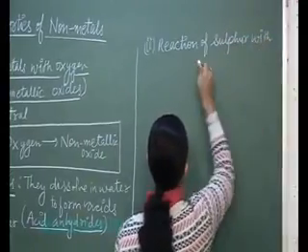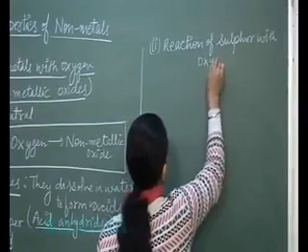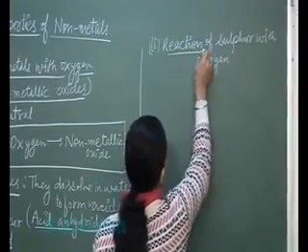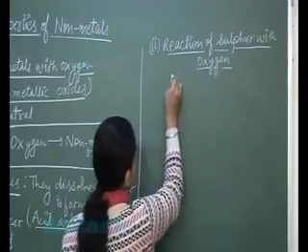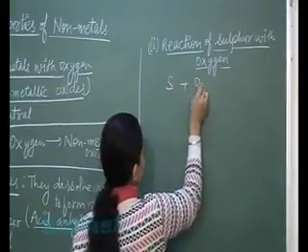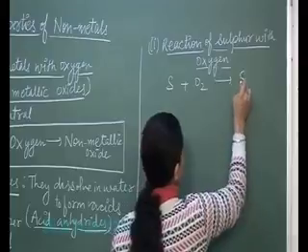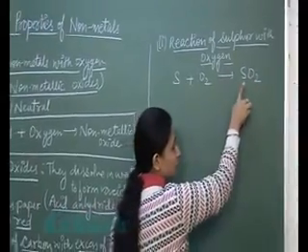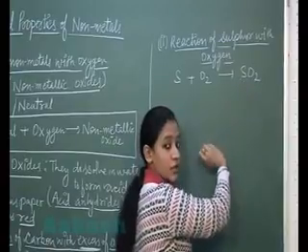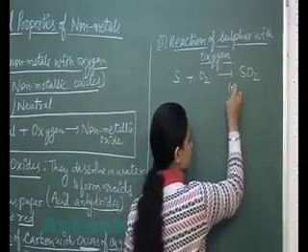How does sulfur react with the oxygen present in the air? When sulfur reacts with oxygen, we get sulfur dioxide. What is this oxide? This is sulfur dioxide. And what is the nature of this oxide? It is acidic in nature.